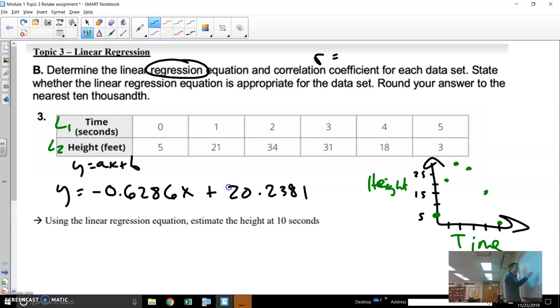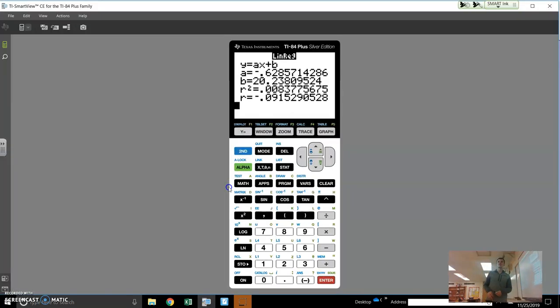Now, we have an equation, but sometimes we need to know how strong this equation is. Is this equation accurate? If I plug in 2, how close do I get to 34? If I plug in 5, how close do I get to 3? And that's what the correlation coefficient is trying to describe. And that value is very weak.